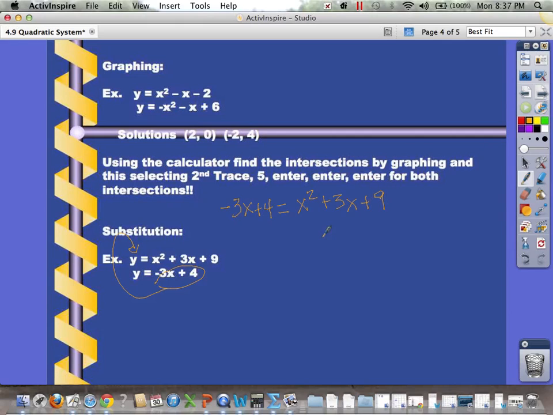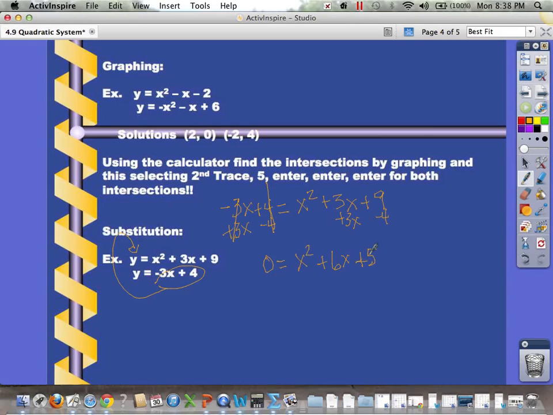All right, and then what I want to do is get this all moved over to one side or the other. I suggest moving everything towards your positive x squared term so that it remains positive. All right, so I'm going to add 3x and I'm going to subtract 4. That'll give me 0 over here. That'll give me x squared and 6x. And that's going to be 5.